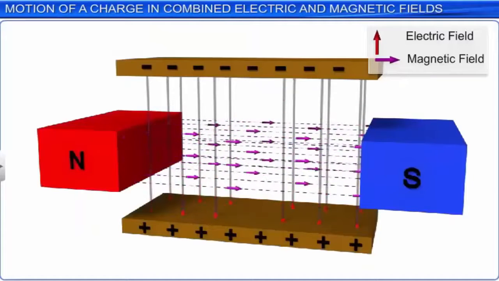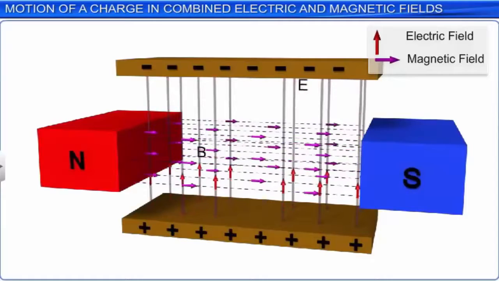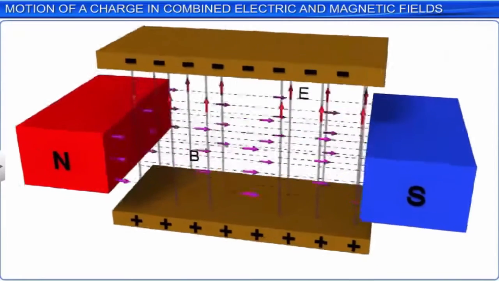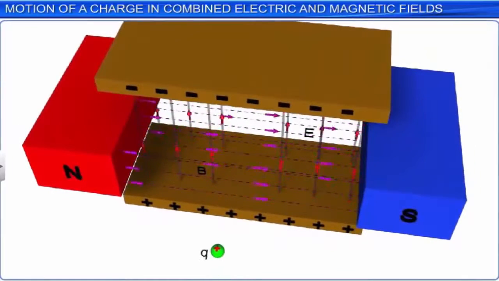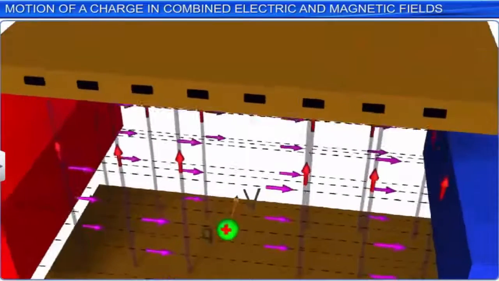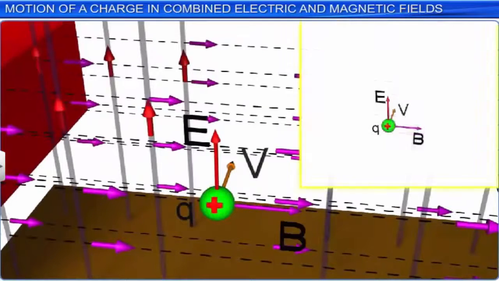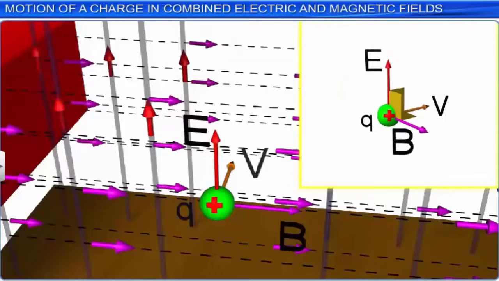Consider a region in which a uniform magnetic field of magnetic induction B and uniform electric field of strength E exist. Let a particle with charge Q move in this region with a velocity v perpendicular to both electric and magnetic fields. Here, the electric field, magnetic field, and the velocity of the charged particle are mutually perpendicular to each other.